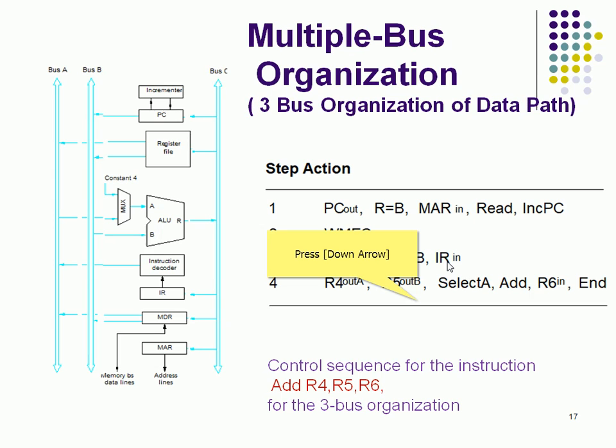Select A, right? So here we have a multiplexer. Select A and add. So one is at A, one at B. Select A, then it will avoid the constant 4. It goes via the mux to the A and B arithmetic unit. So there we have to add, and R6 in. Here it is connected to bus C, no. So this is the register file here. So R6 will be here in the register file. It will be written, and that is the end of the instruction.